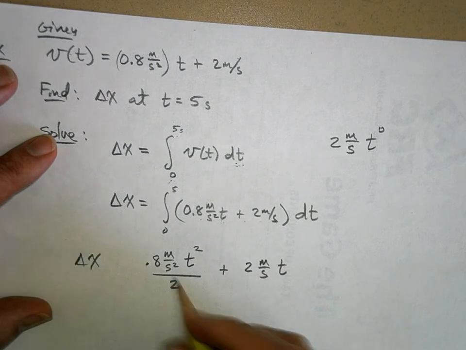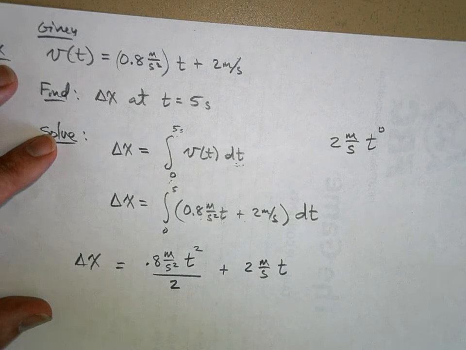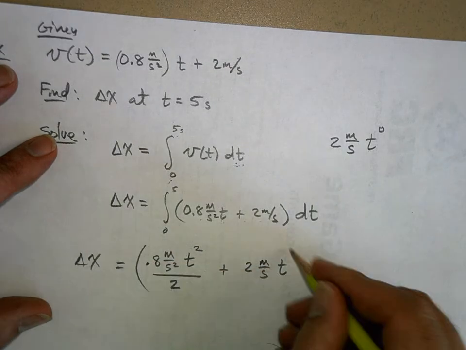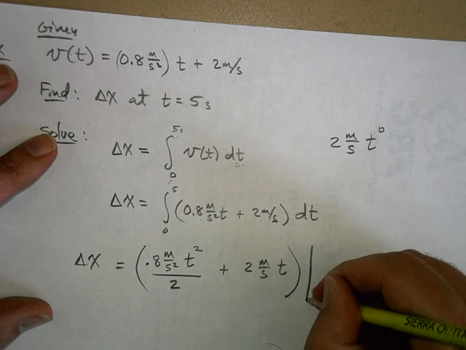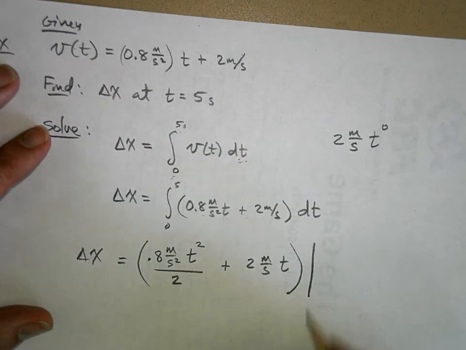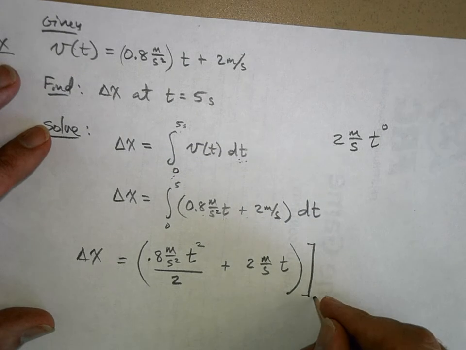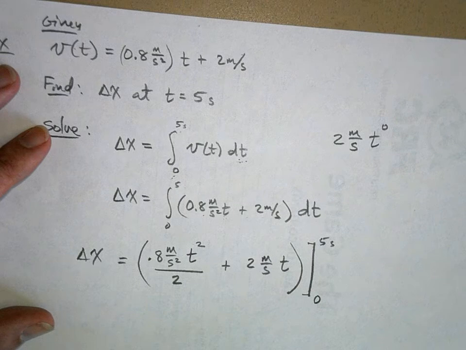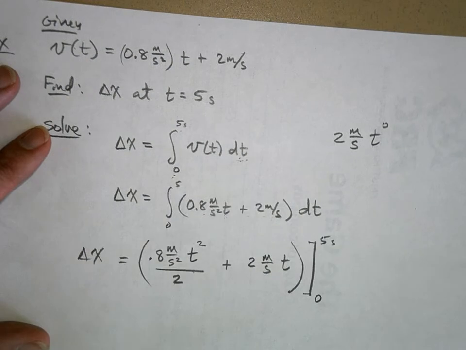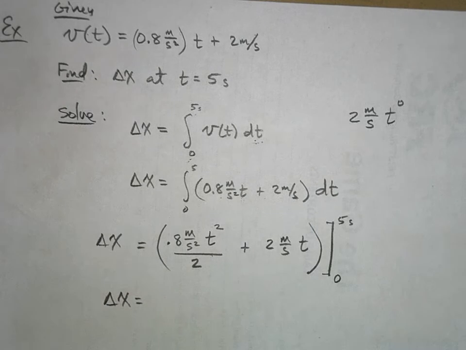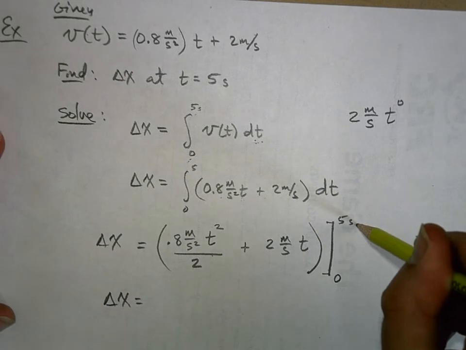Now, this is my delta x. But in order to figure out delta x, I need to know my final minus my initial. So here's how we show that. I usually put this in parentheses, and then I go like this, a little line like this, and this is just notation. Here's my initial time, and here's my final time. Now I'm going to plug these in here. So delta x equals, what is x final? Plug the final time in, and you'll get x final.